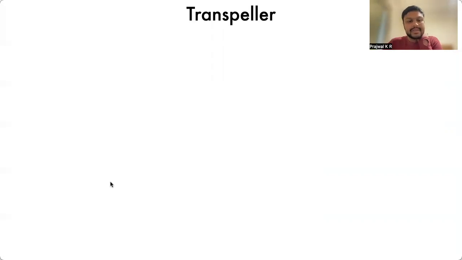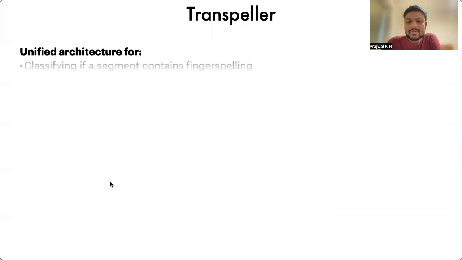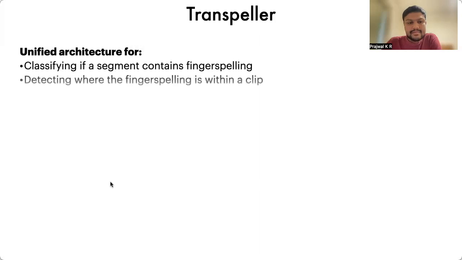Starting with our model, we propose a joint architecture that can perform three tasks. Given a sign language clip, we would like to know if there is any fingerspelling instance within this clip. If so, we want to know at what times it is happening. And finally, we want to recognize what is being fingerspelled. Our TransPeller architecture outputs all these three outputs using three heads.